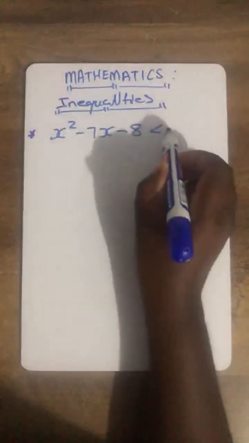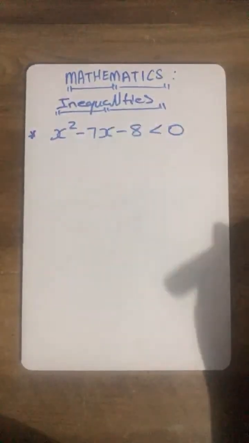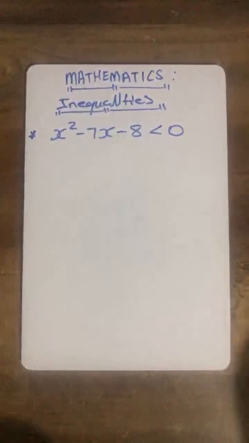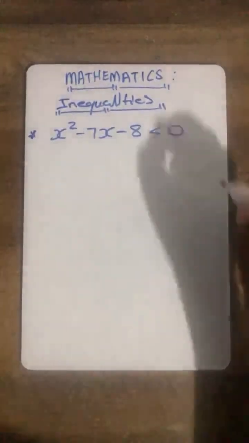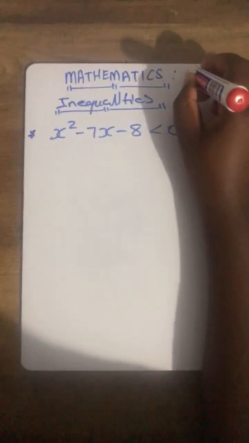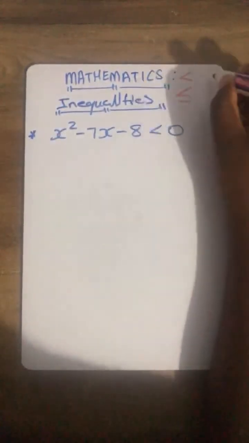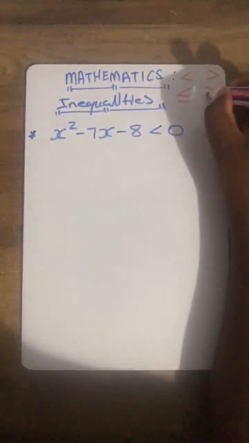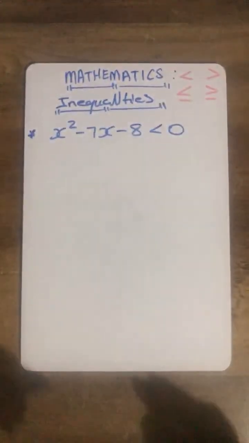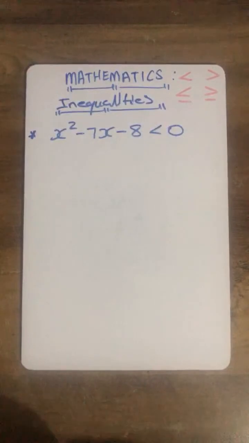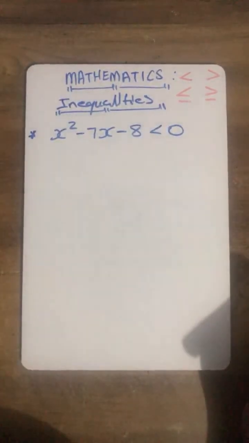Maybe very quickly, let's take x squared minus 7x minus 8 being less than 0. Remember guys, what makes a problem to be an inequality? It's when you see this sign of less than, less than or equal to, greater than, greater than or equal to. The moment you see that sign, please just be aware that you are dealing with an inequality.